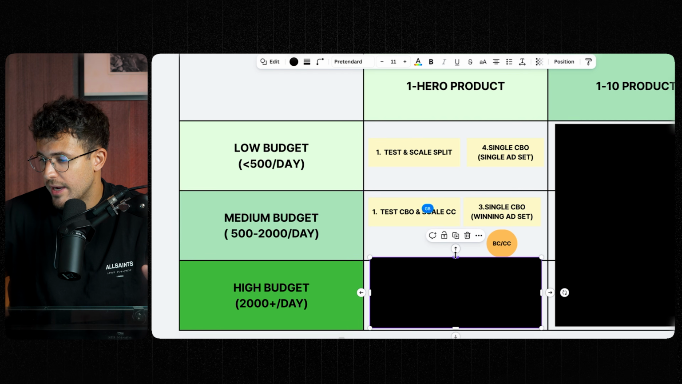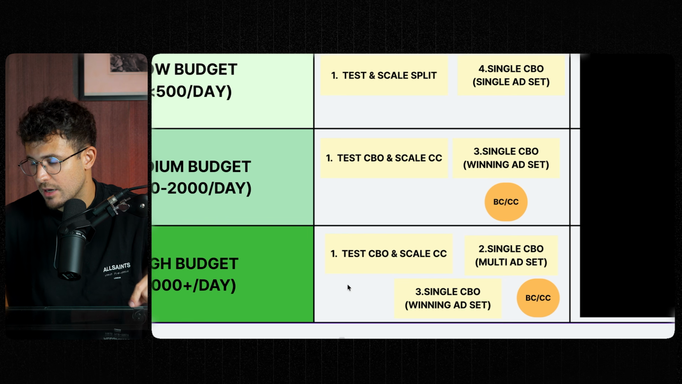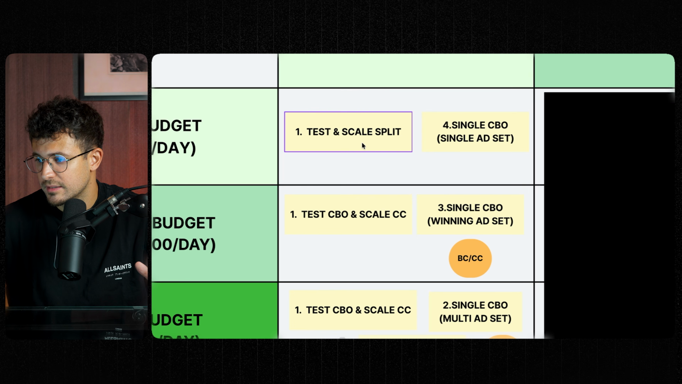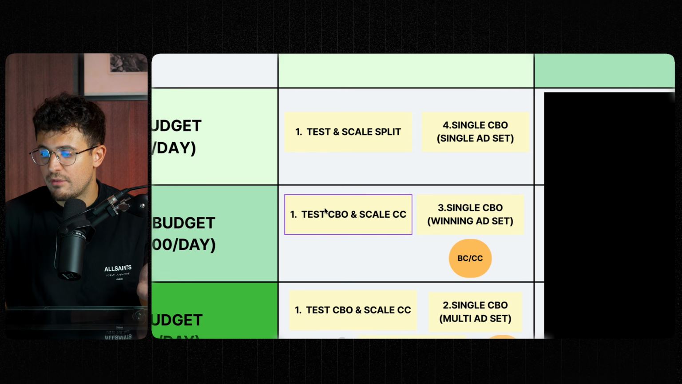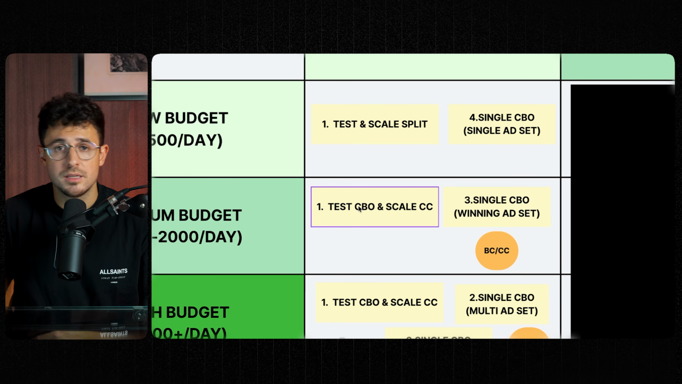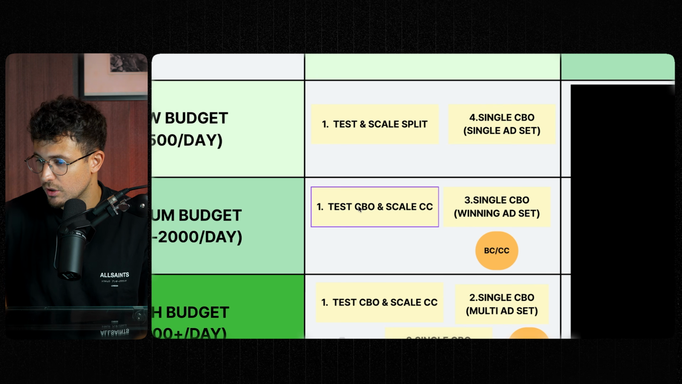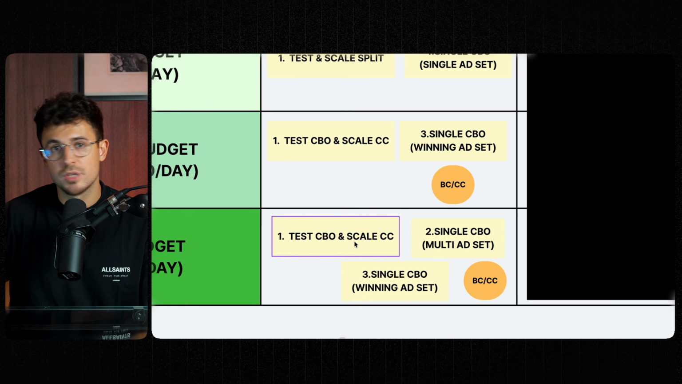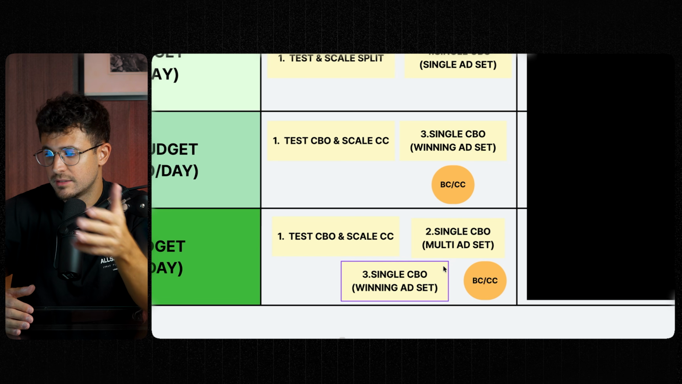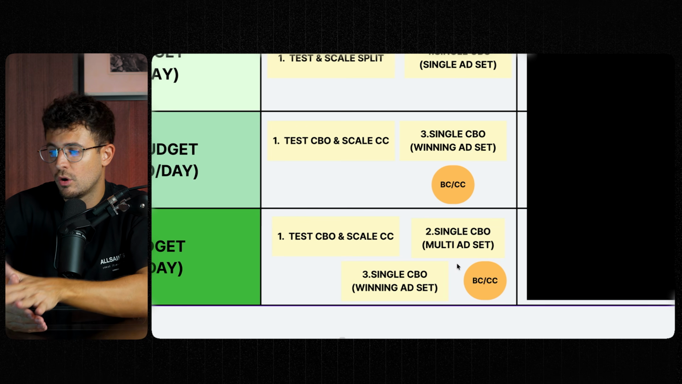And then the final part, which is the high budget, one product. In this case you have a test CBO and scale cost cap, so you can still do test and scale. The only difference is that from stage 2 you should switch to a CBO setup, which is technically easier to manage, but if you want to go granular about the testing and you really want to see the performance of things, then you can simply go into an ABO setup and then you scale with a cost cap. Or here you can simply have a single CBO setup in two different ways, either a multi-ad set or a winning ad set.